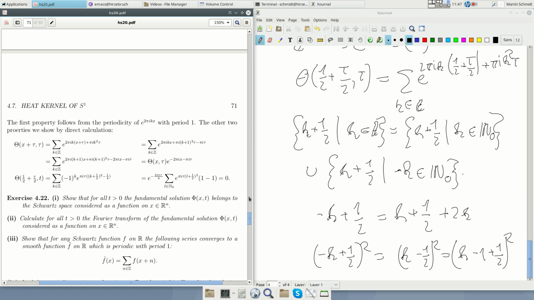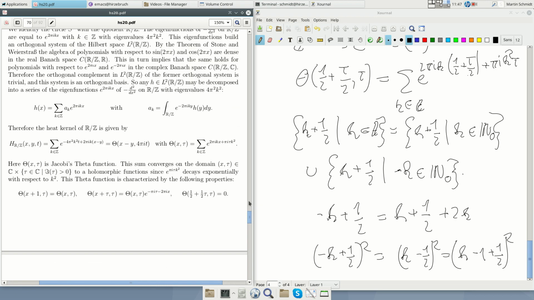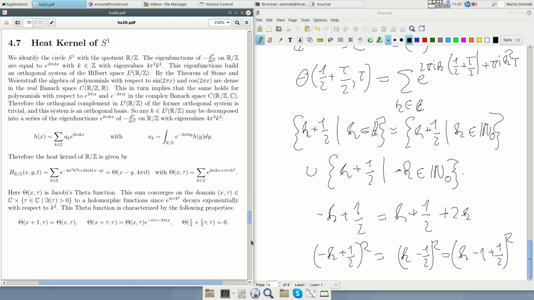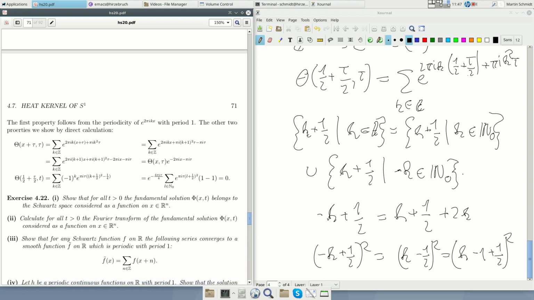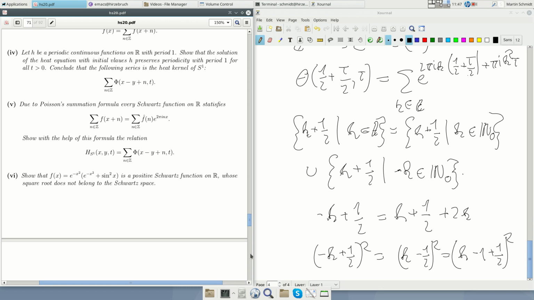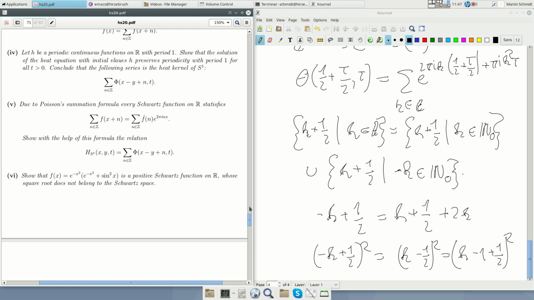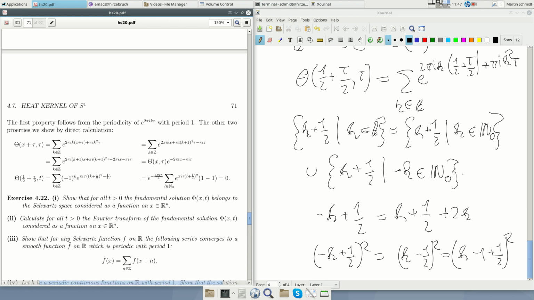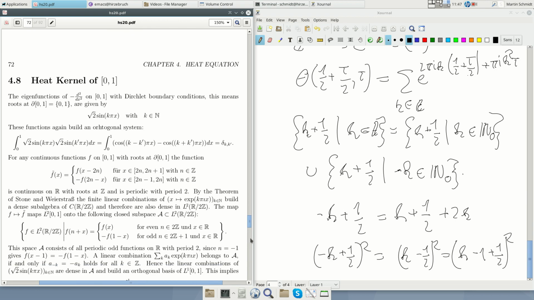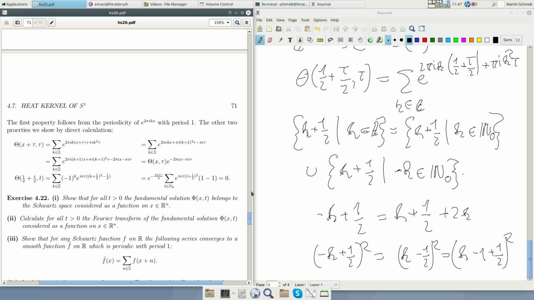So our function indeed has this property, so it's really this theta function. And in this exercise I described another method to derive this formula for the heat kernel of S1. So this is already the end of the section.